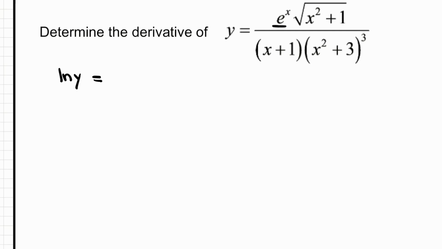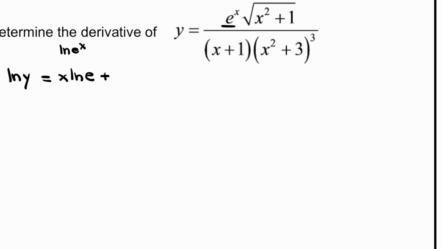If I take the ln of e to the x, that just becomes x ln e, plus, so we're using a little bit of the product rule here. So derivative of the first times the second plus, now we're going to take the derivative of the next part. So we're going to take the root of x squared plus 1.